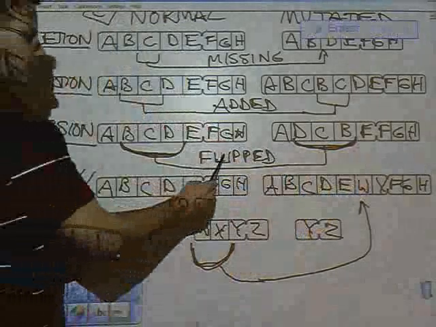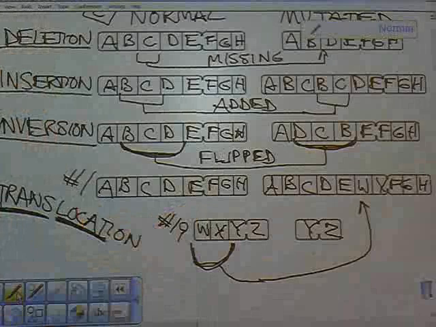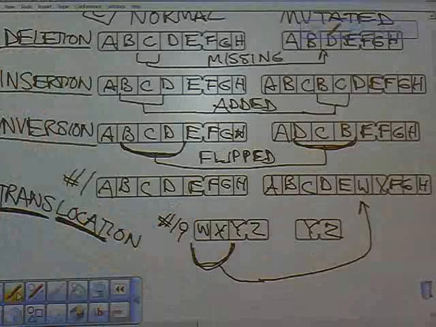These are our 4 different chromosomal mutations. Deletion, where one is missing. Insertion, where information gets added. Inversion, where information gets switched around. And translocation, where information from one chromosome winds up on a different chromosome.